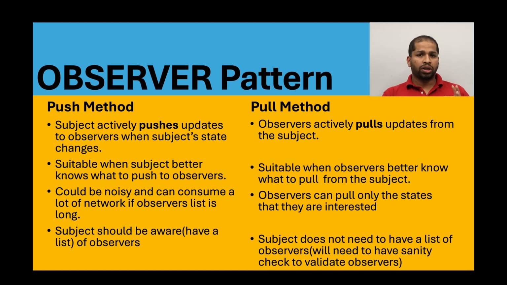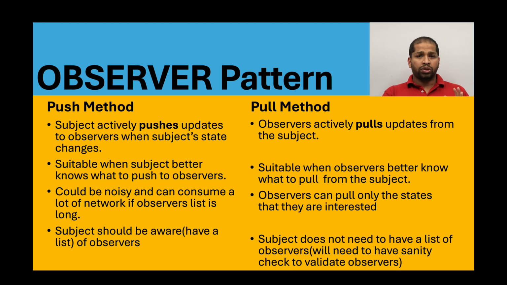The push method is more suitable when the subject is aware of the requirements of the observers, what type of data they need, and what format the observers need it in. And the pull method is more suitable when observers know the subject's data better and when they want that data from the subject. In the push method, it could be a little noisy and consume a lot of network, because the subject will continuously push all its updated states to all the observers. Whereas in the pull method, observers will pull only a subset of the subject's attributes, and the rest of the network can be used for something useful.